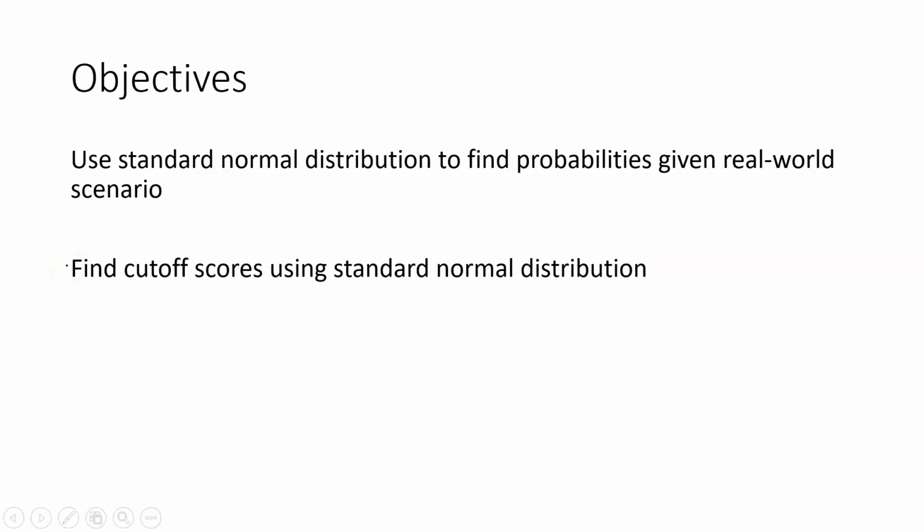So say we want to know what is the top 5% of SAT scores, something like that, a cutoff score, or what is the bottom 10% of income in Warsaw. Something like that. We can find cutoff scores. And we can use the standard normal distribution to do that as well, provided the data is normally distributed. So let's go ahead and get into it.